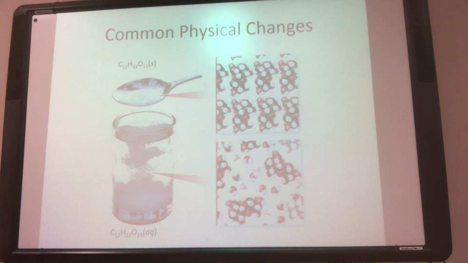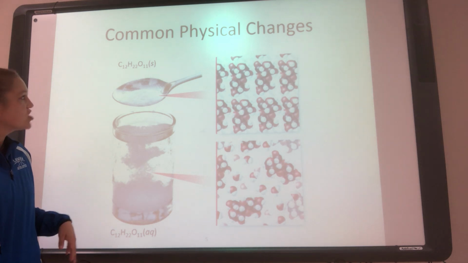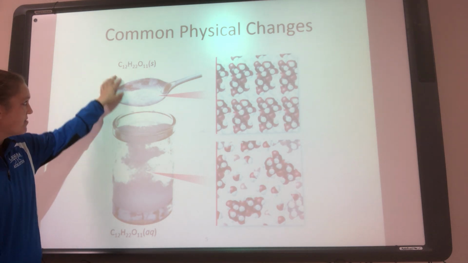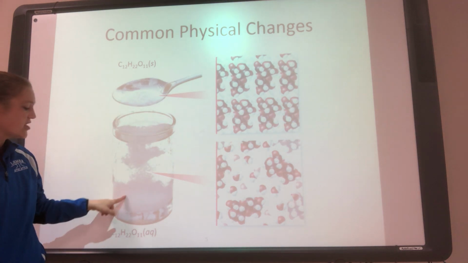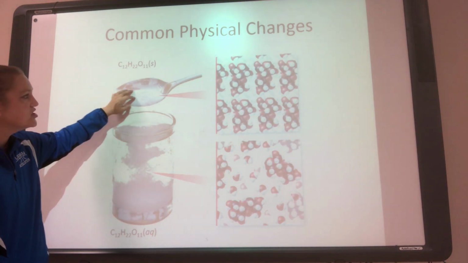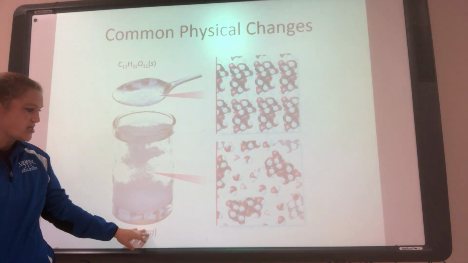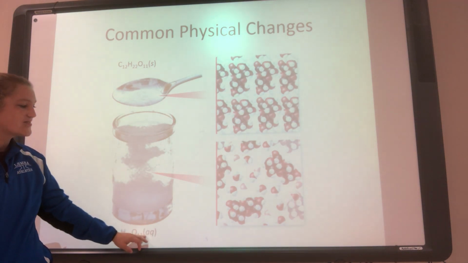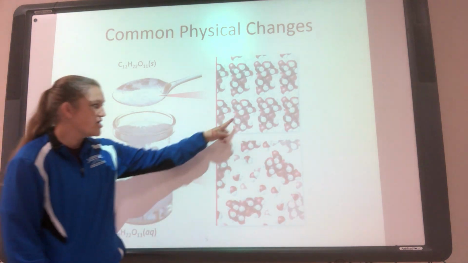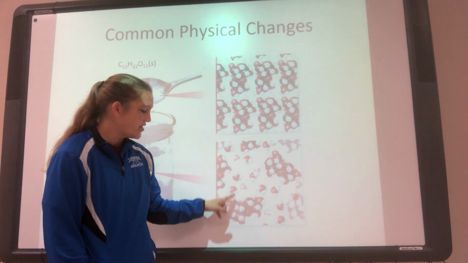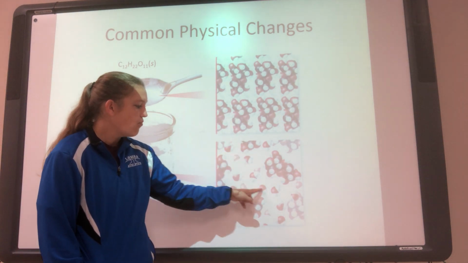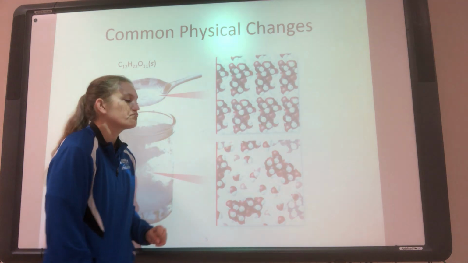All right, let's look at another one. This one kind of tricks people up. So here I've got some sugar, and I'm taking my sugar and dumping it into some water. Originally my sugar is just some solid, and when I dump it in, it's called aqueous. Aqueous just means that it's dissolved in water. So it's sugar, and you still have sugar, but now it's dissolved within my water molecules, okay?